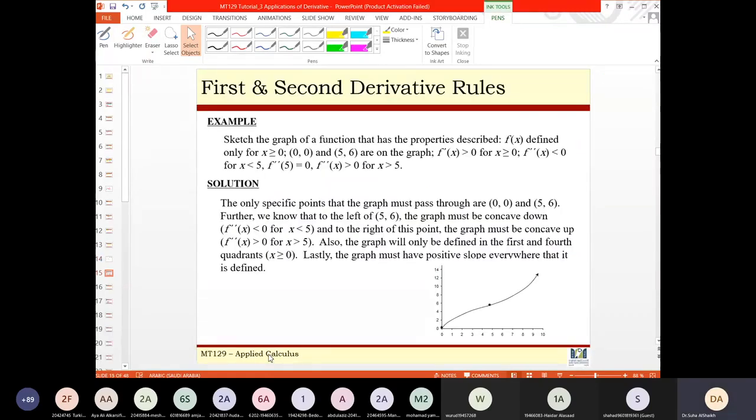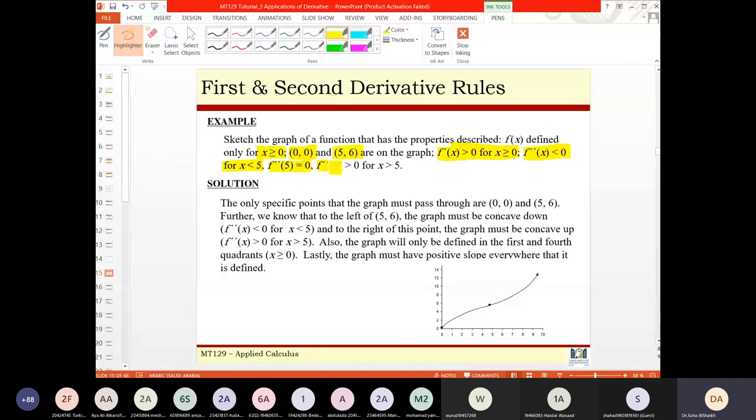So this is one example. They are giving me some properties, asking me to sketch the graph. Sketch the graph of the function that has the following properties. أول شيء إن the f is defined only for x greater than or equal to 0. يعني for the positive part of x it's defined. (0, 0) and (5, 6) are two points that are on the graph. The f dash is positive for all x positive. And the f double dash now is negative for x less than 5, and f double dash at 5 is 0, and f double dash positive for x greater than 5.